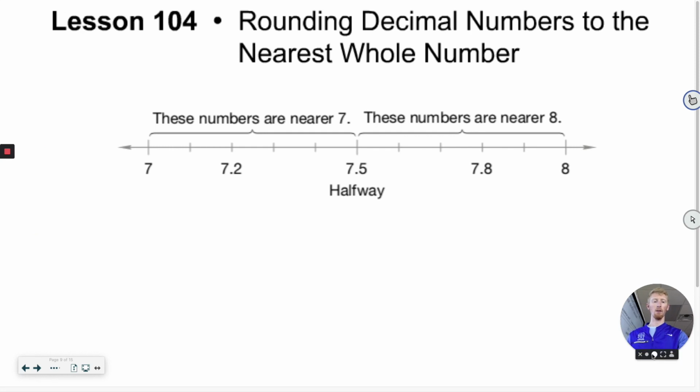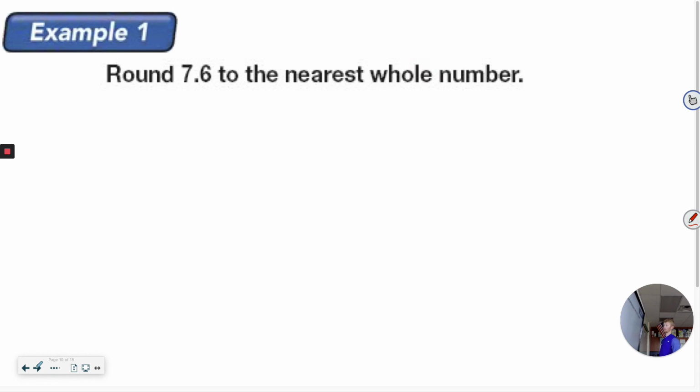We have lesson 104, rounding decimal numbers to the nearest whole number. Just like with rounding any number, if 5 is halfway, you round up. If it's anything less than halfway, you round down. So if I have 7.6, greater than 5, more than halfway, so I round up to 8. If I had 7.4, then I would round down to 7.